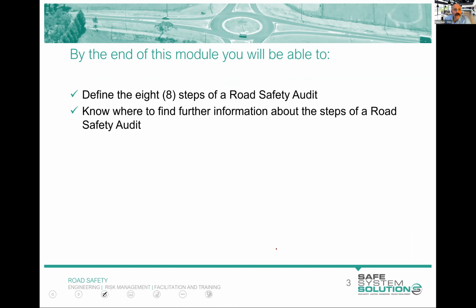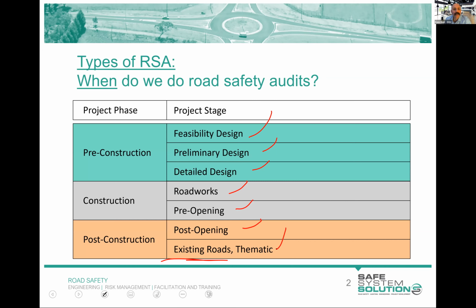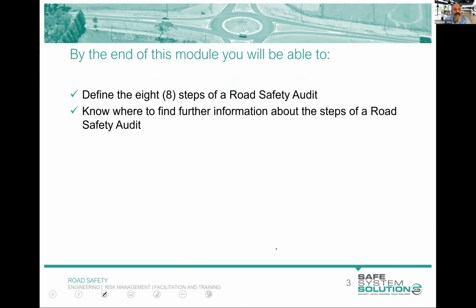In this module, we're going to talk about the 8 steps in a road safety audit, which is the same for every one of those types of audits. It's the same 8 steps you go through, just you're given different information. And then pointing you at some further information on these steps. And then we're going to have a chat about pedestrians, and I'll get to that as a separate little sub-module of this module.